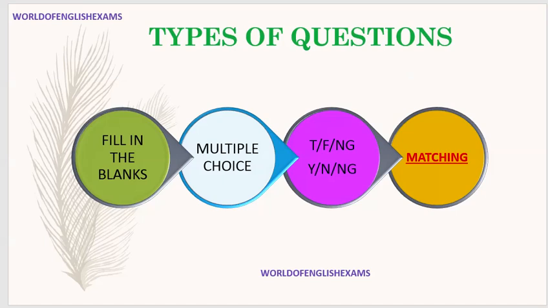Lastly, we have matching type of question. Under matching type of question also there are various categories, of which we are going to cover one of the most important ones in this video, that is matching information which is given to us to the one that is contained in the paragraph. So which paragraph holds the information pertaining to what is given to us.